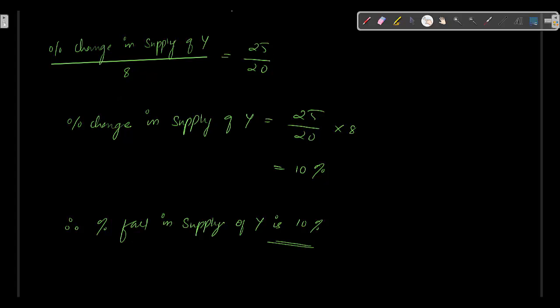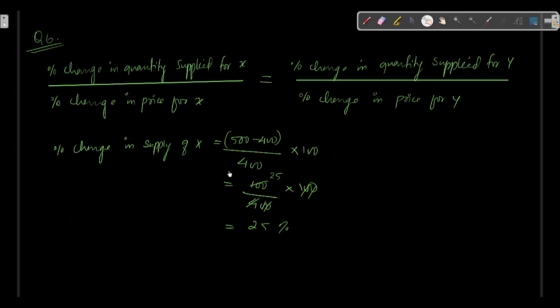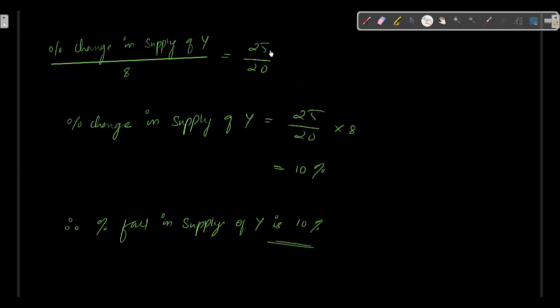Here, we found out in the previous step that the percentage change in supply of X is 25, yeah? So we're going to write here 25 by 20. Even 20 is given in the textbook, due to a 20% rise in the price of X, the quantity supplied of X rises. So that is why we are just going to put it down here, 25 divided by 20.